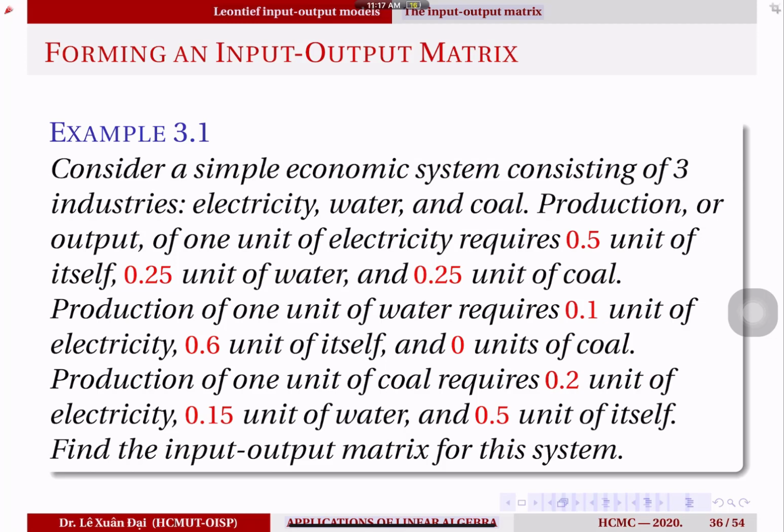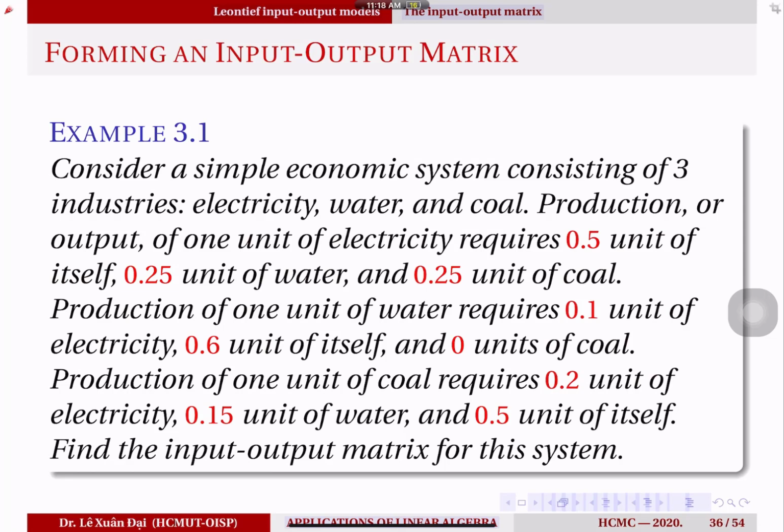We will consider a simple economic system consisting of 3 industries: electricity, water, and coal. Production of 1 unit of electricity requires 0.5 units of itself, 0.25 units of water, and 0.25 units of coal. Production of 1 unit of water requires 0.1 units of electricity, 0.6 units of itself, and 0 units of coal. Production of 1 unit of coal requires 0.2 units of electricity, 0.15 units of water, and 0.5 units of itself. Find the input-output matrix for the system.